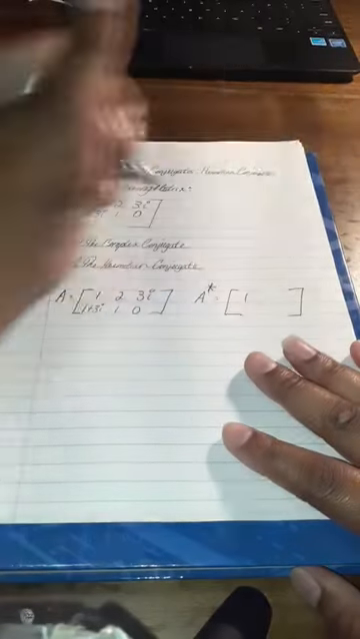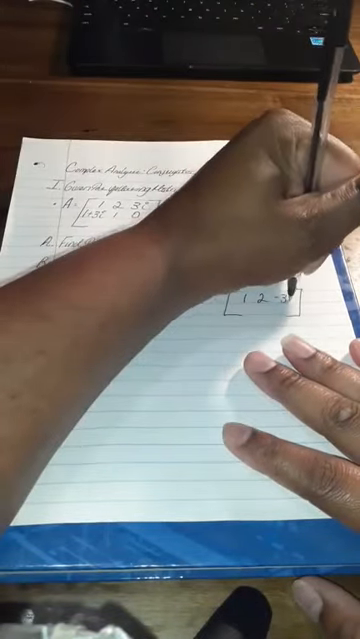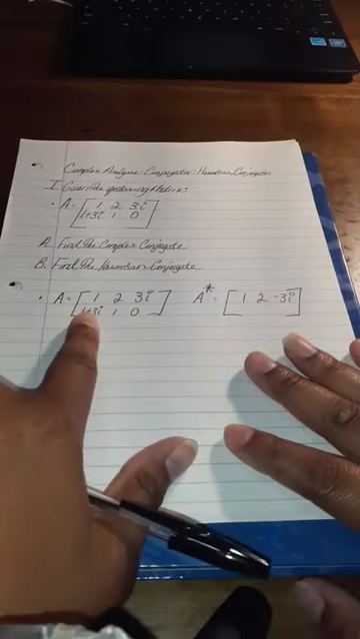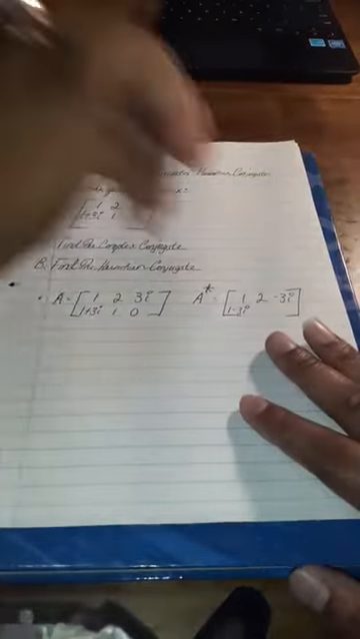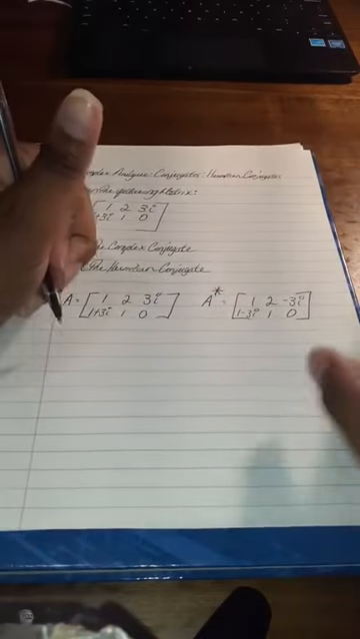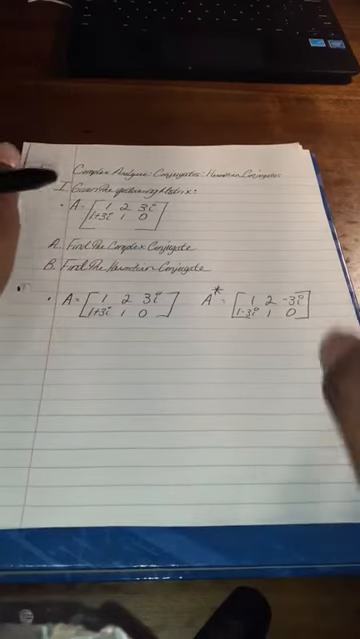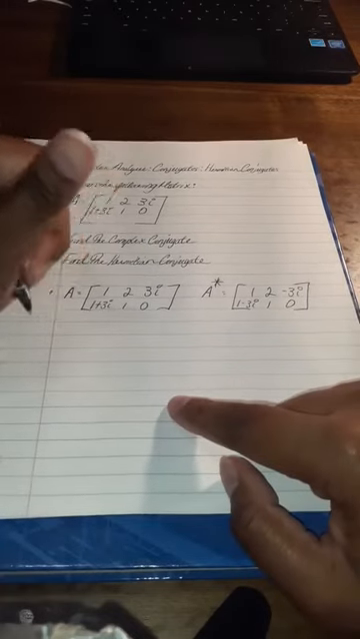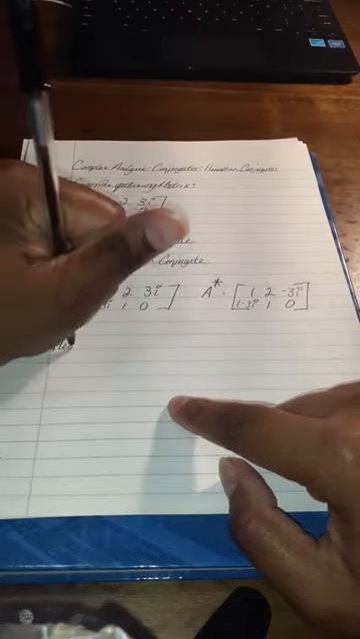Okay, so that's just going to be 1, 2, and the complex conjugate of 3i is minus 3i. The complex conjugate of 1 plus 3i is 1 minus 3i. And then we'll just have 1 and 0. So that's the complex conjugate right there, which we denoted A star of matrix A. And now part B is to find the Hermitian conjugate. So that's what we're looking for now.